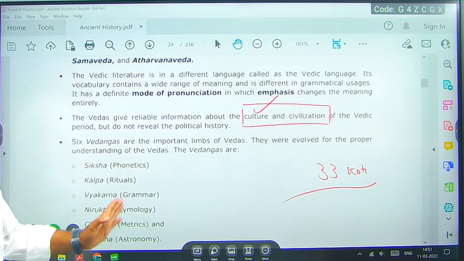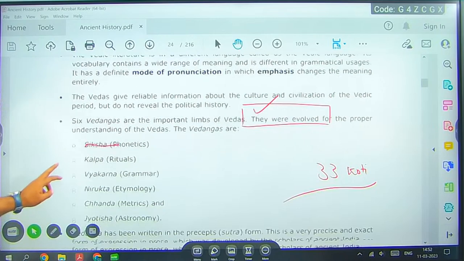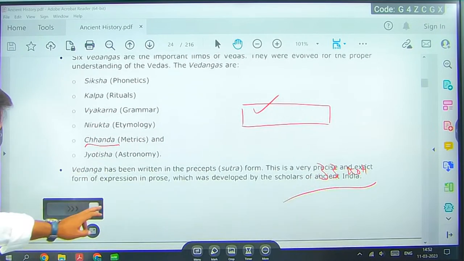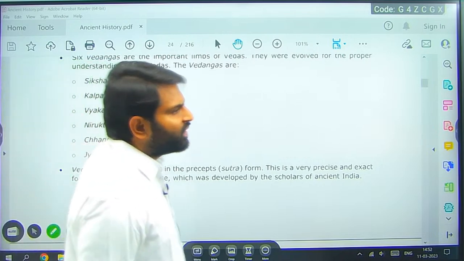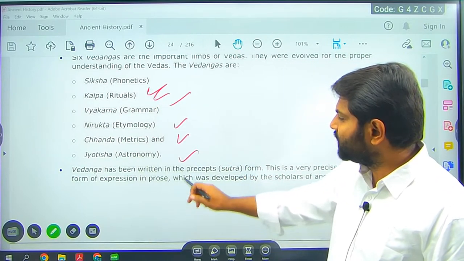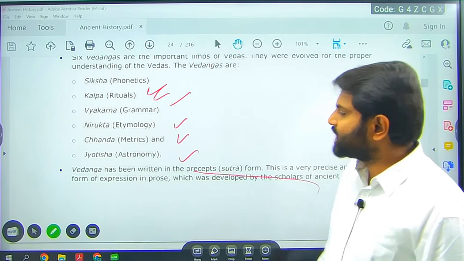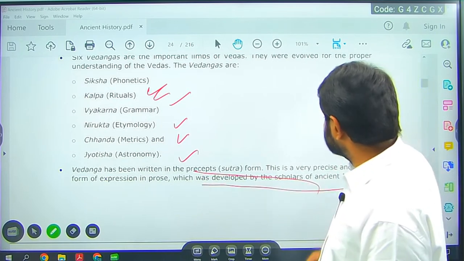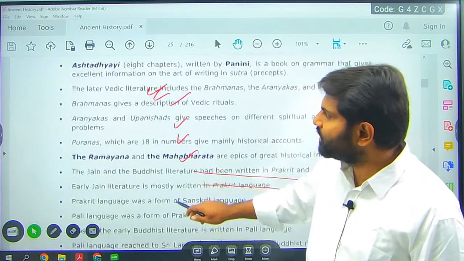Vedangas are parts of the Vedas, appendages of the Vedas. The six Vedangas are Siksha, Kalpa, Vyakarana, Nirukta, Chandas, Jyotisha. That is phonetics, rituals, grammar, etymology, metrics, astronomy. Vedanga has been written in many precepts, in sutra form, formulas. This is a very precise and exact form of expression in prose, developed by scholars of ancient India. So Vedas and Vedangas are the source of history when we talk about ancient history. Astadhyayi.